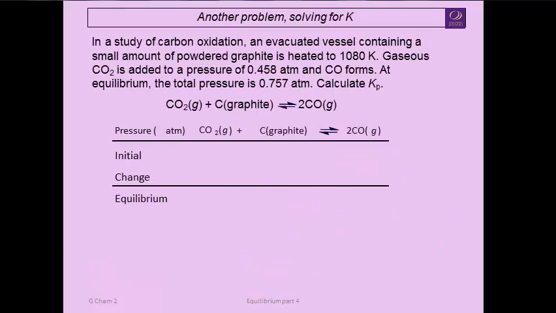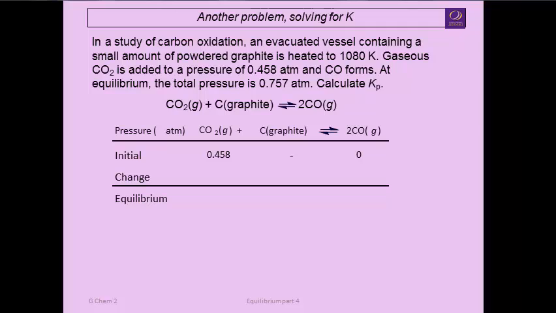Another problem, solving for K. So let's do another example and just see what else we can learn. Now, in this case, we're not really trying to solve for equilibrium concentrations, right? We actually have equilibrium concentrations. We have enough information to figure out equilibrium concentrations. Can we go back and figure out the K?